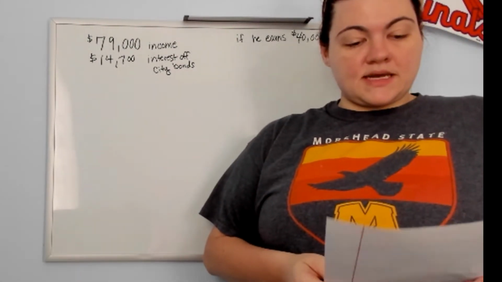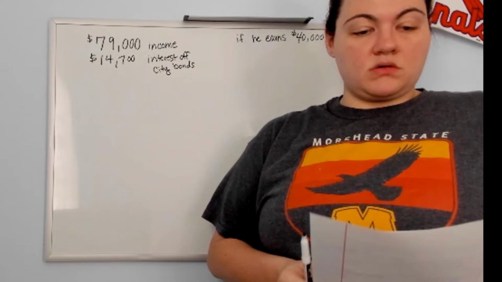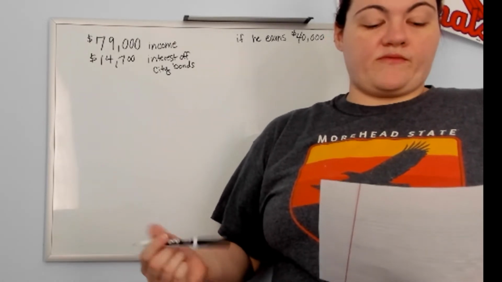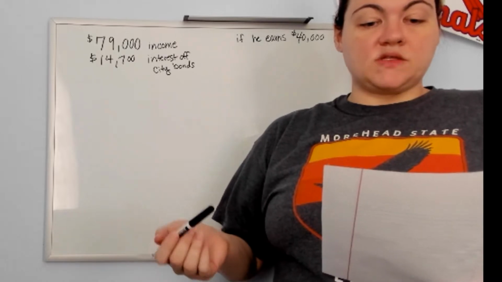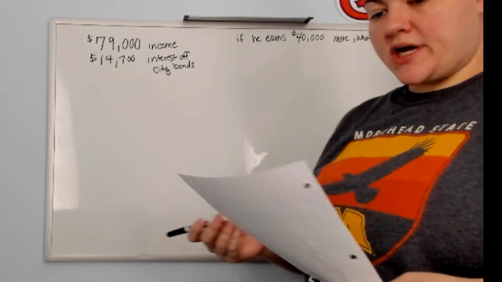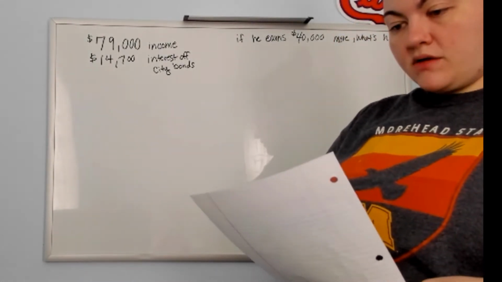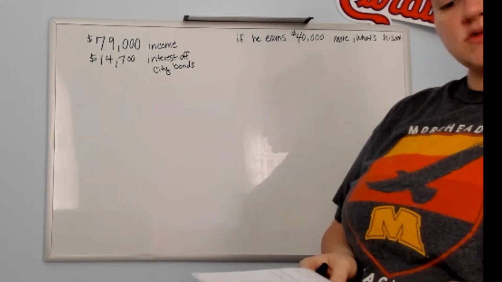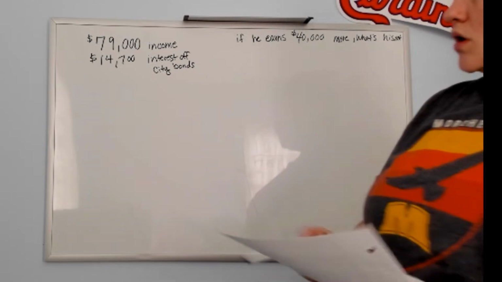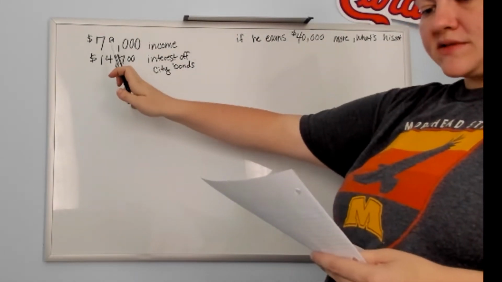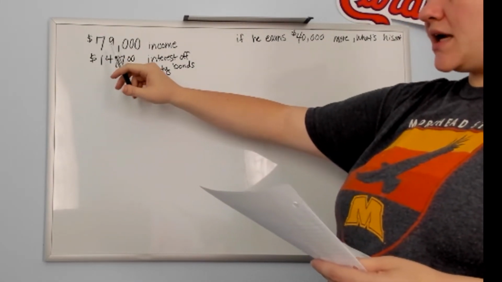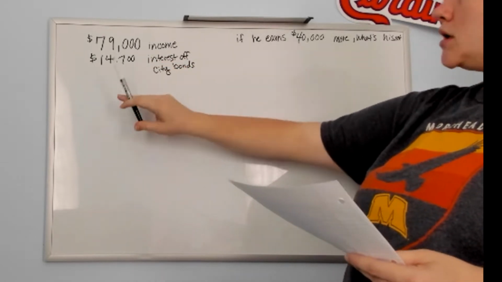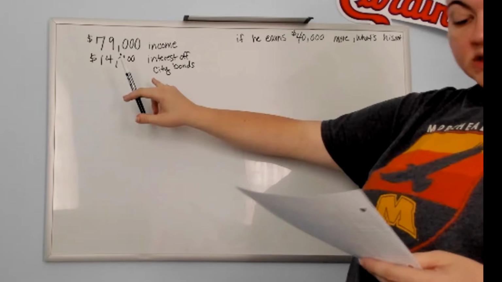Hey guys, like I said, doing the second video for the Chapter 1 homework problem 2 for tax. In this one, we're still going to be dealing with Chuck, but we're going to be finding the marginal tax rate. So I've already got the problem set up to save us some time. The $79,000 is his income.